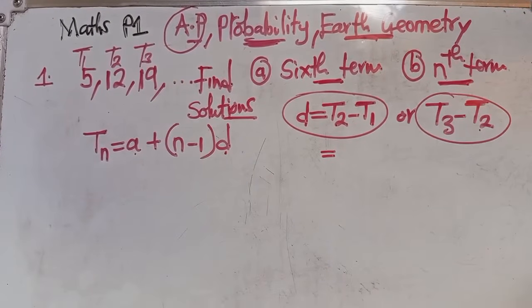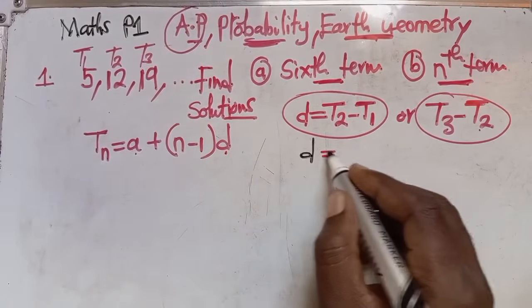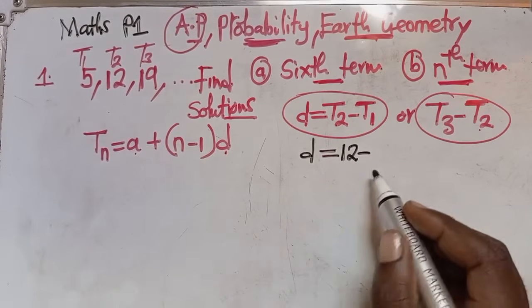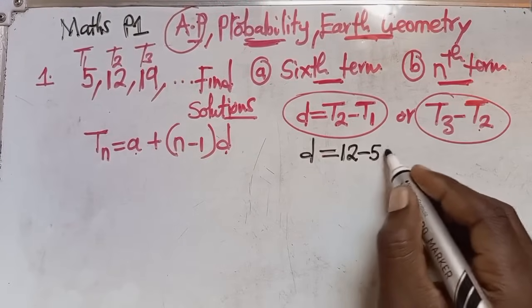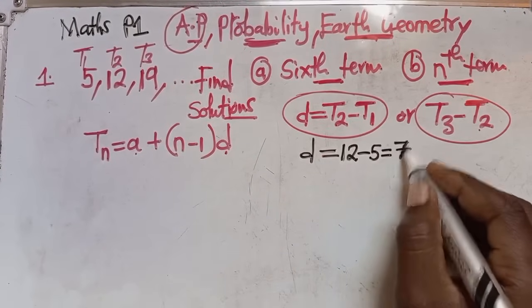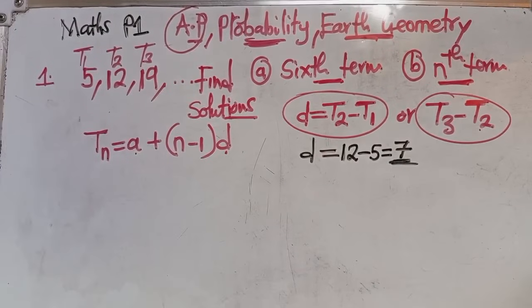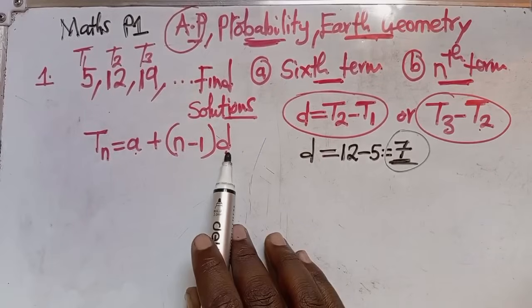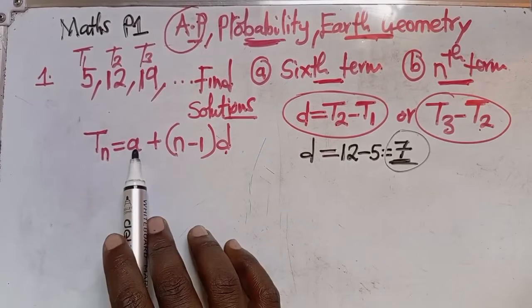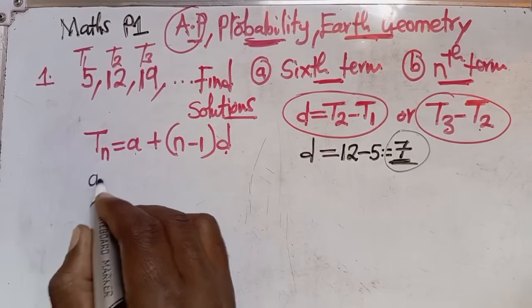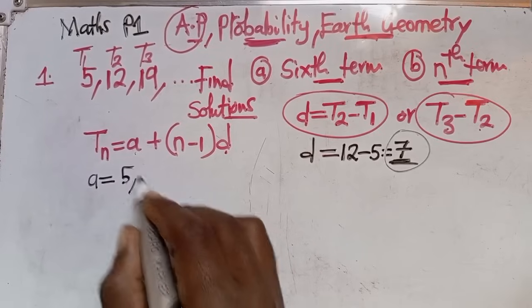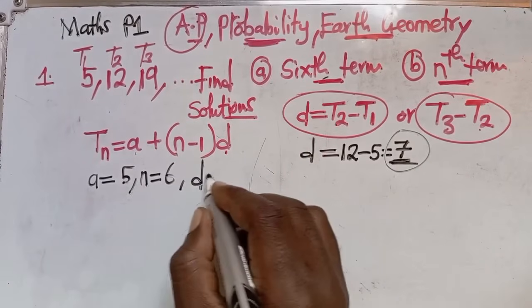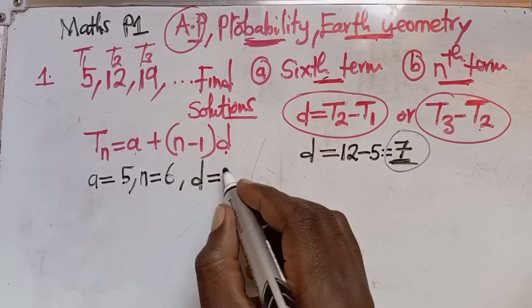To answer this question, the common difference is equal to the second term, 12, minus the first term, 5. The answer is 7 if you do the subtraction. So d is 7. n is 6, the sixth term. A is 5, so you know that A is 5. This is the data that we have. n is 6, and the common difference d is 7.